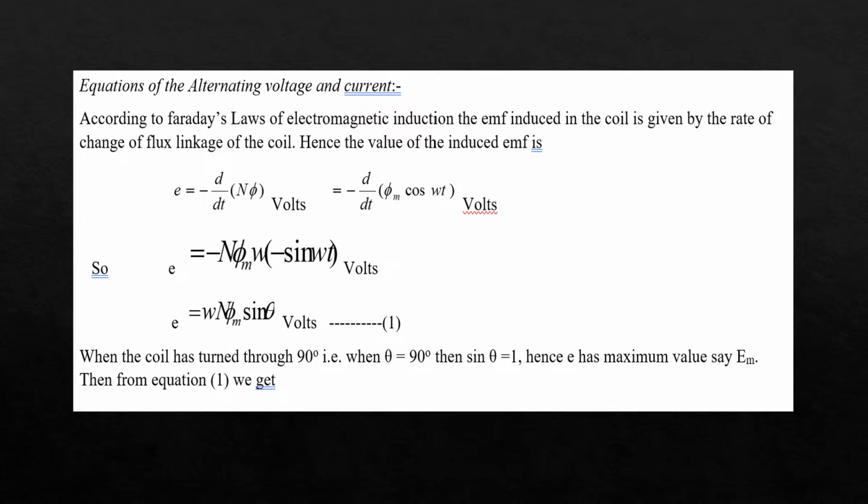So, rate of change of flux, E equal to minus N phi m omega, minus sin omega t. There's already a minus outside, and cos omega t differentiated with respect to time gives minus sine, as you know. So minus sine omega t. And omega comes outside because in differentiation, the constant coefficient of the variable, here the variable is t, stays. In cos omega t, omega is a constant coefficient before t, so that comes out. So it becomes minus N phi m omega minus sine omega t.